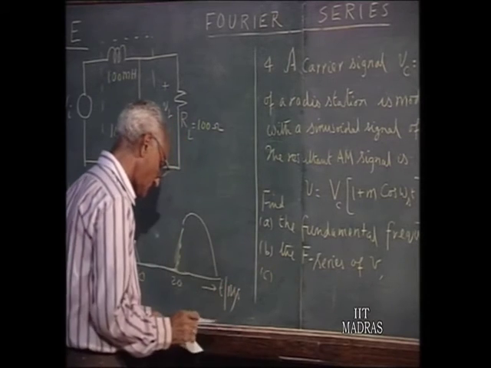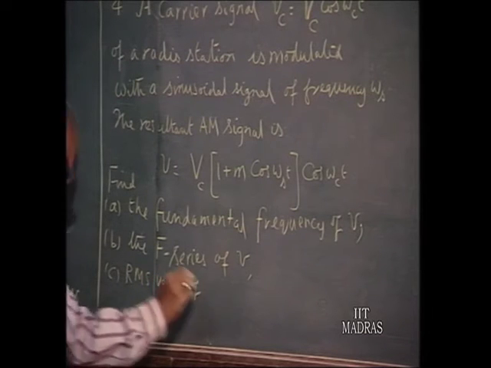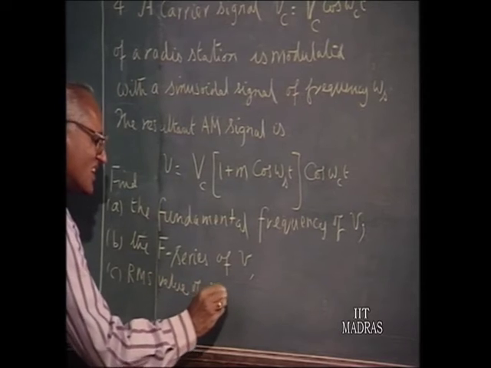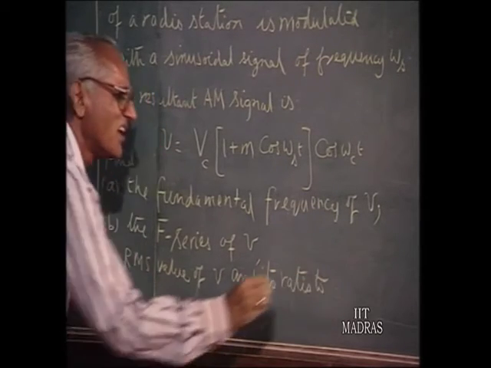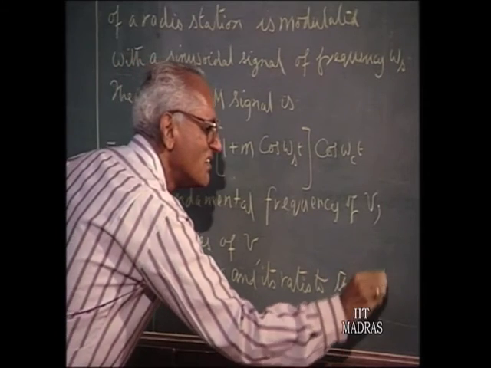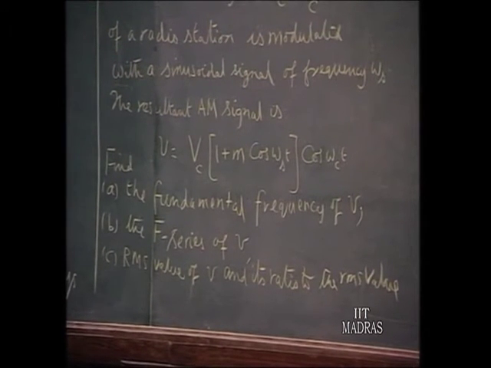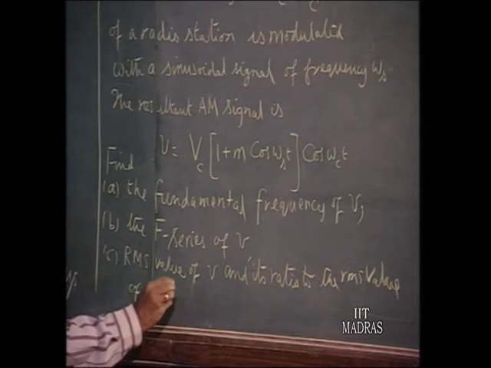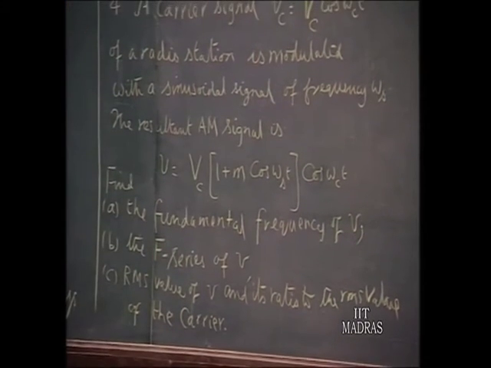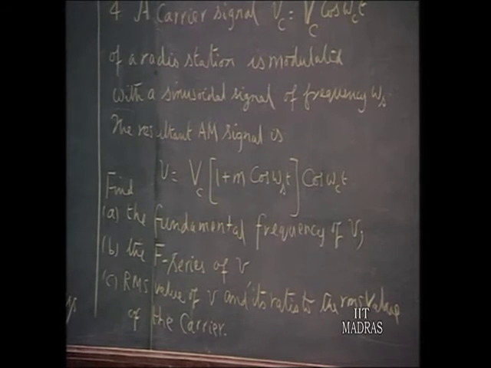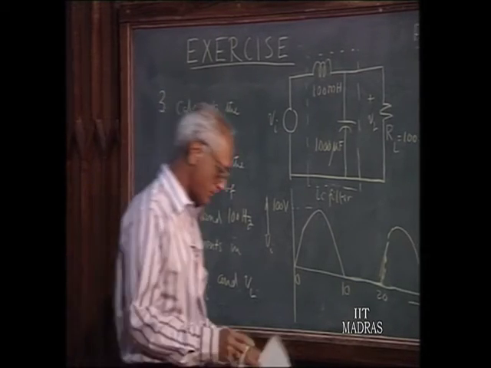C. RMS value of V and its ratio to the RMS value of the carrier. RMS value of the carrier is Vc upon root 2. So, you find the RMS value of the amplitude modulated wave and see what proportion it bears to the RMS value of the carrier. These are the three things you have to find out in this particular problem.